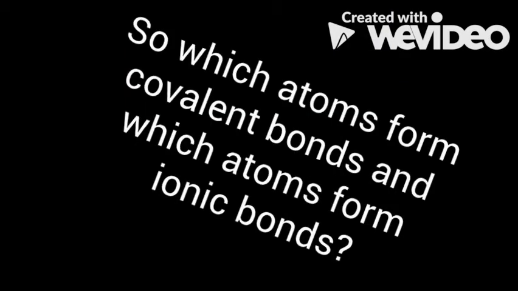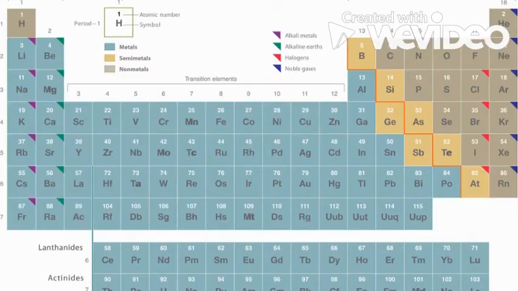So which atoms form covalent bonds and which atoms form ionic bonds? Group 1 and 2 metals will form ionic bonds with nonmetals. Nonmetals will form covalent bonds with other nonmetals. Transition metals and semimetals can form either covalent bonds or ionic bonds. The next couple of slides will go over the rules for ionic bonding and covalent bonding.